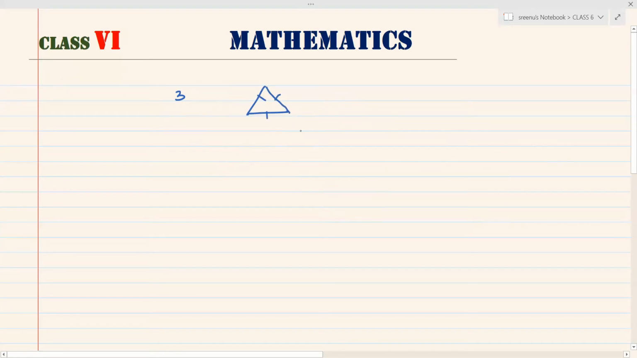So we have different types of triangles. We can classify triangles according to the sides and according to the angles. First we will go for classification of triangles according to the sides.